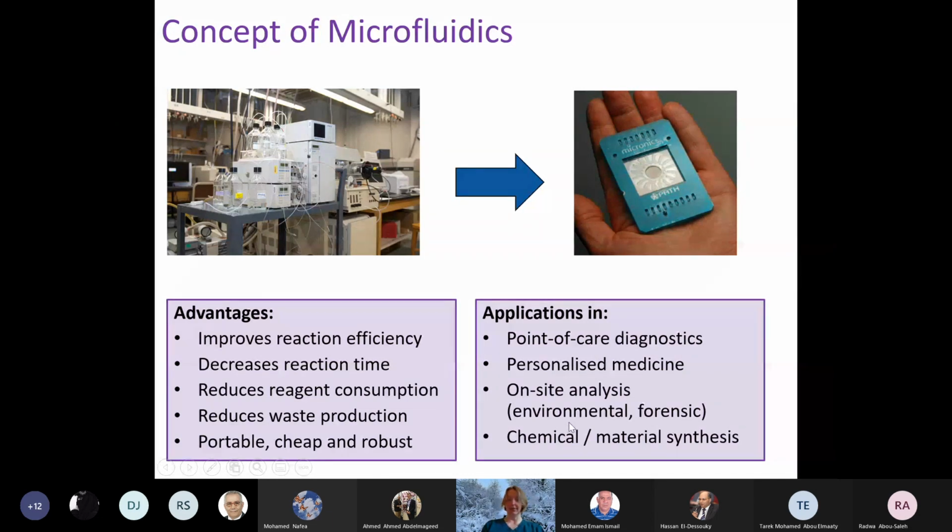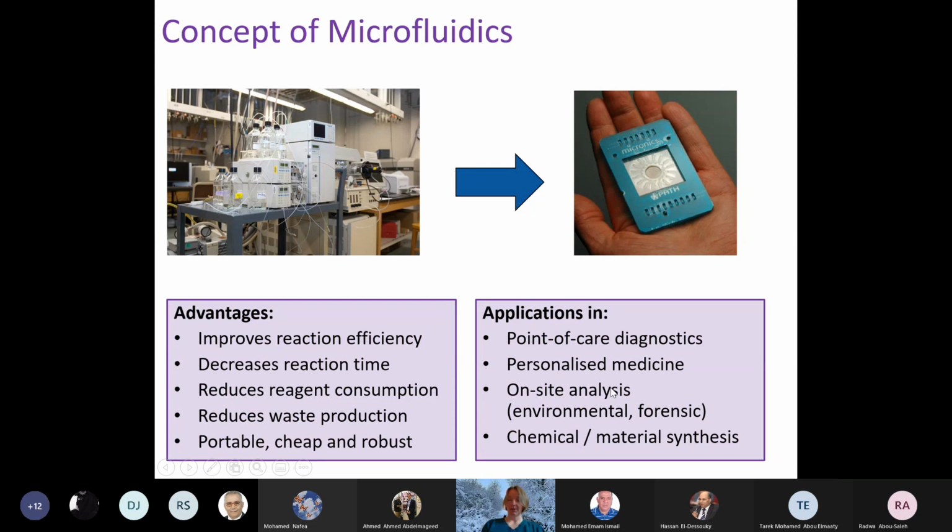So this includes environmental analysis. So instead of taking a soil or a water sample from a mountain, having to take it all the way back to the laboratory to do your analysis, and then realizing that you want to actually take another sample 2 meters upstream and have to go back out again. If you can do the analysis in situ on the mountain using a microfluidic device, then it saves a lot of time.